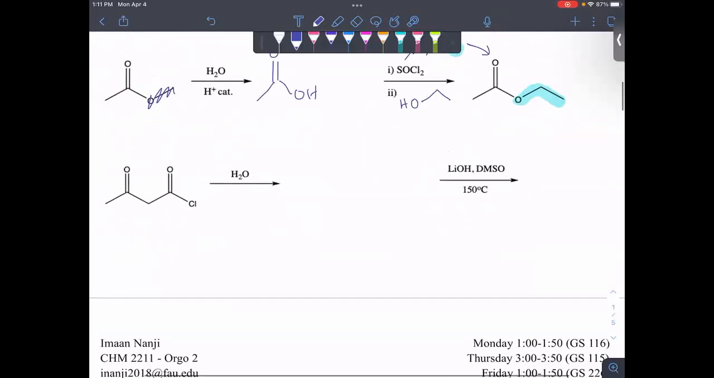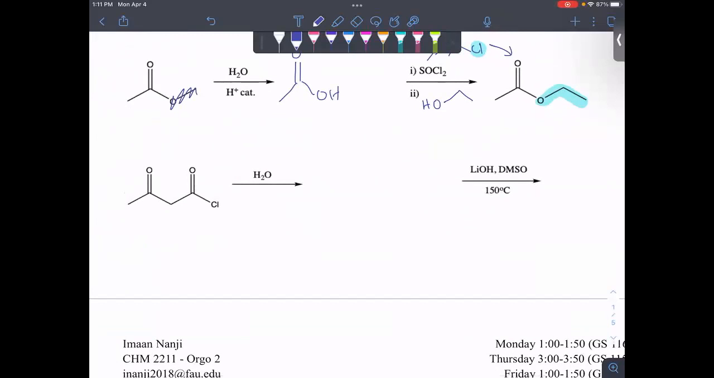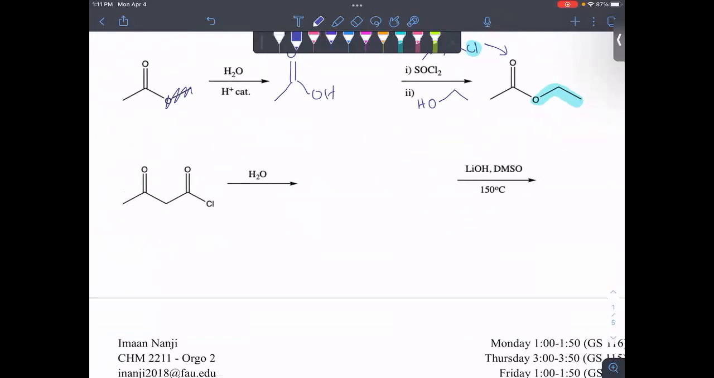All right, let's go to the third one. So we got some kind of beta keto ester, and then we're giving it water. So it turns into a carboxylic acid again. This structure is called your beta keto acid.